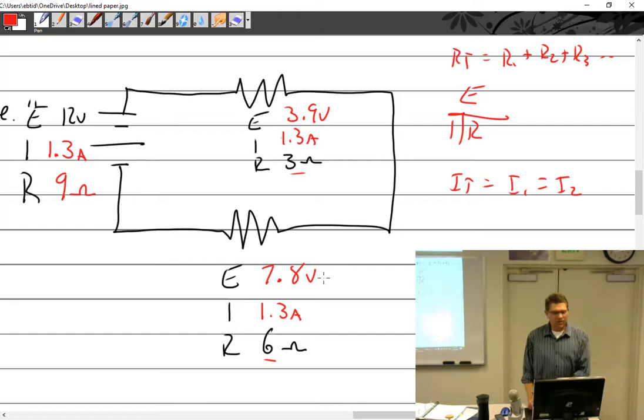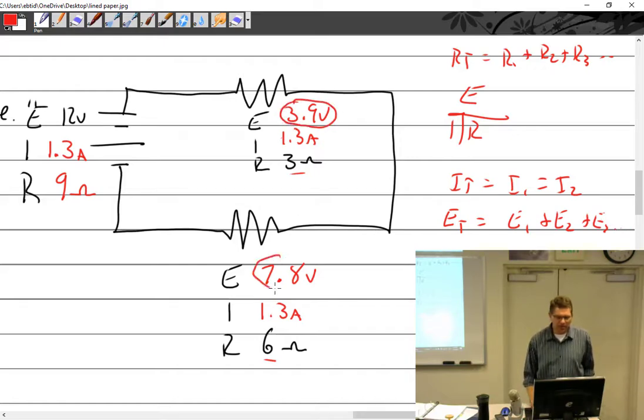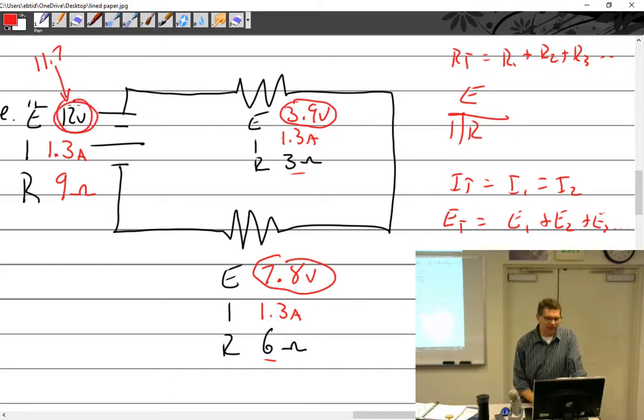All right, I want to show you this. I also told you that E total is equal to E of 1 plus E of 2 plus E of 3, on and on. Notice that 3.9 and 7.8 equal what? What does 3.9 plus 7.8 equal? 11.7, which is almost the same as 12 if we didn't have rounding errors.